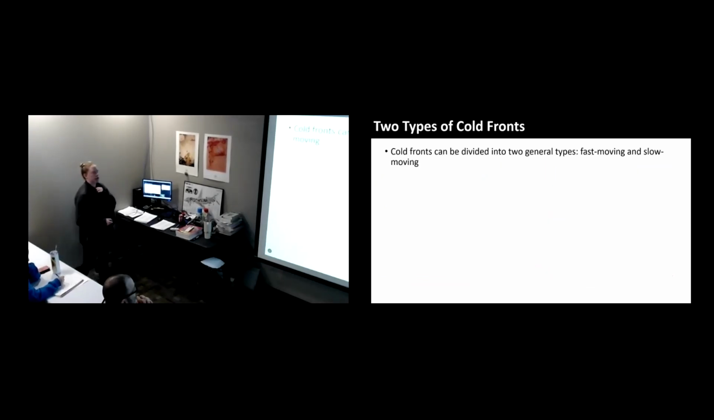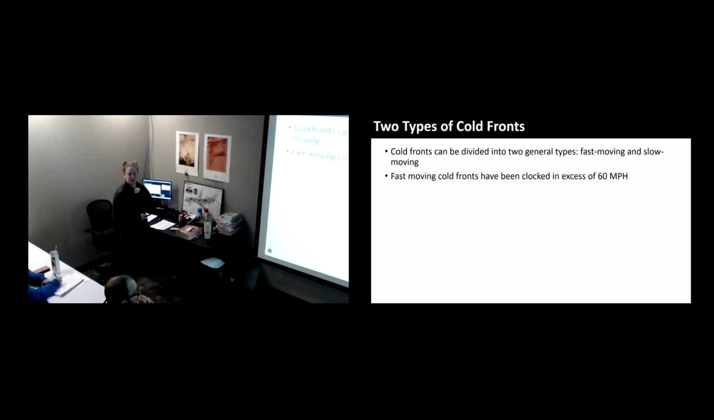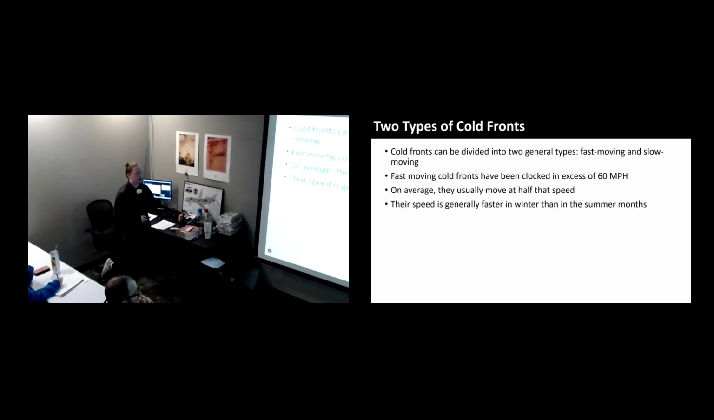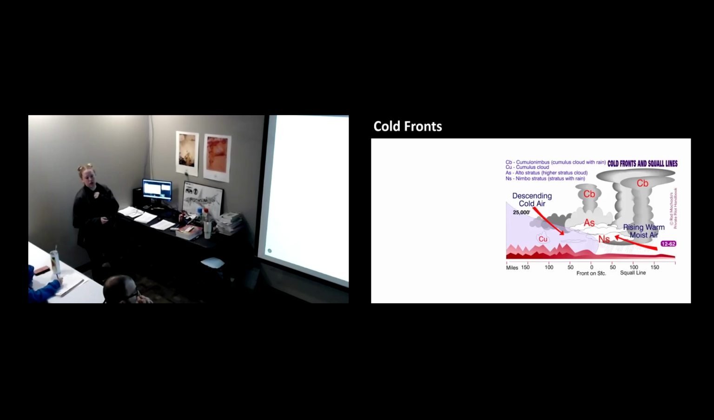There are two types of cold fronts. Cold fronts can be divided into two categories, fast and slow moving. Very creative with the naming, at least you guys don't have more words to remember. Fast moving cold fronts have been clocked in excess of 60 miles per hour. On average, they move around 30. Their speed is generally faster in the winter than in the summer. Think the cold air likes the cold weather, so it moves faster. I don't know how you want to remember that, but that's how I would remember it.